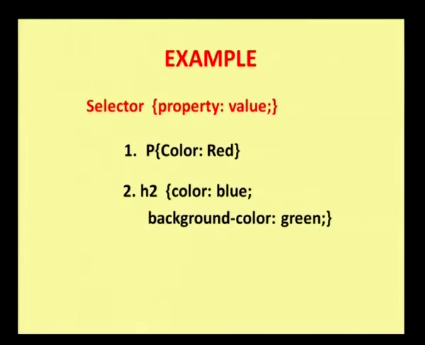So, let us see the example here. The syntax is selector, property and the value. P is an element which represents paragraph, and the paragraph which we are going to use in our web page should appear in the color red. So, color represents the property and red represents the value. Next is the heading of size 2 which is present in our web page. Then this heading will appear with the color blue and the background color green. So, this is an example for style sheet specification.